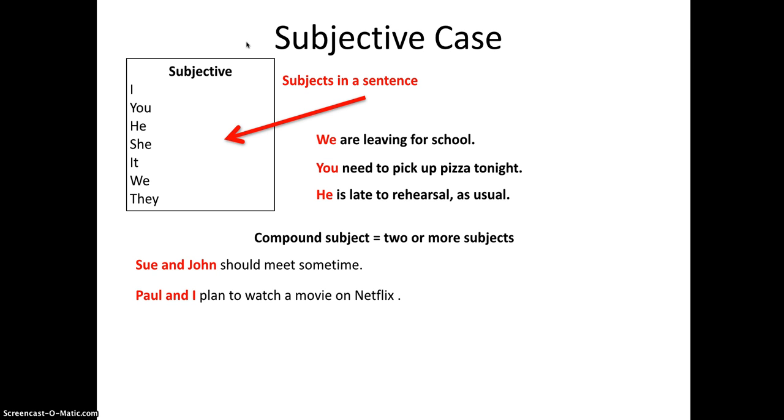So we have the sentence, "Paul and I plan to watch a movie on Netflix." The sentence, "Paul and me plan to watch a movie on Netflix," is not correct because the word "me" is not in the subjective form. "I" is in the subjective form, and Paul and I, those are the subjects of that sentence.